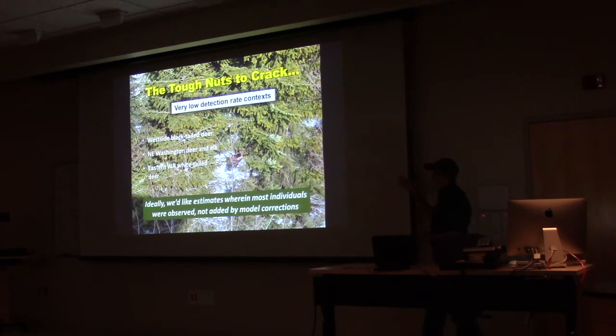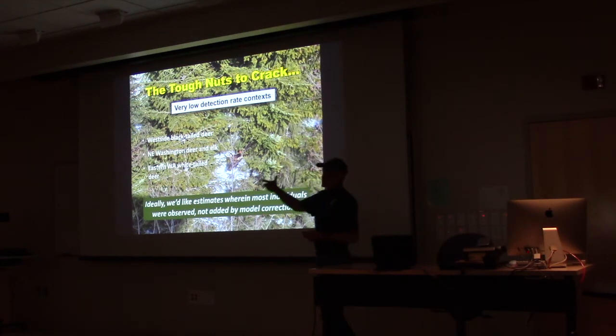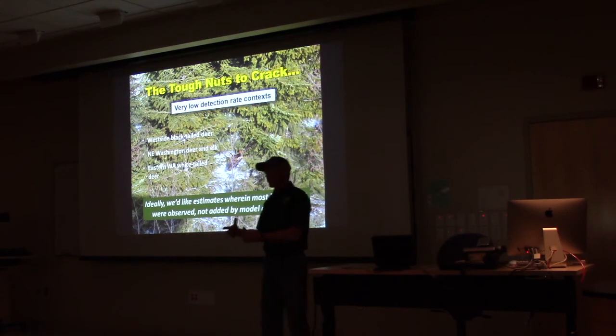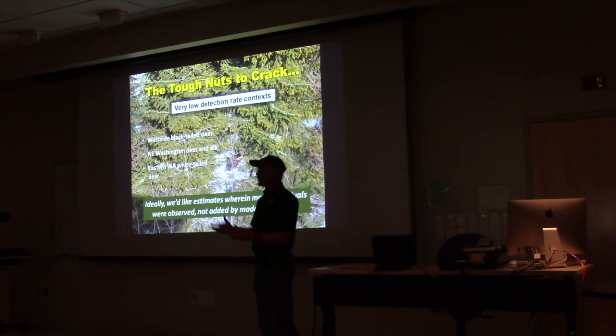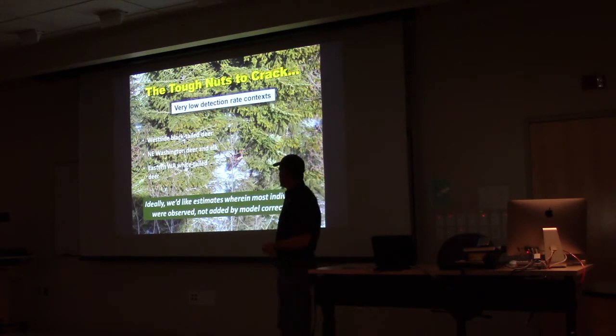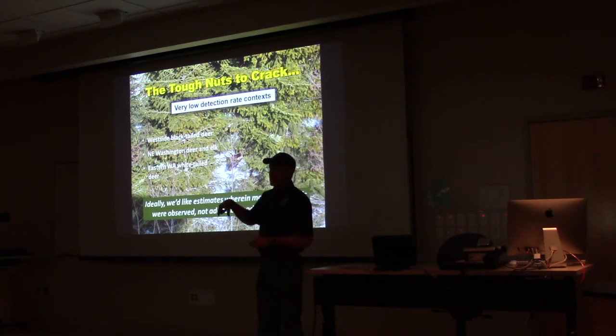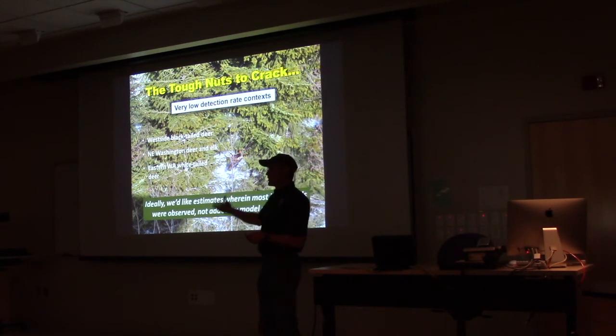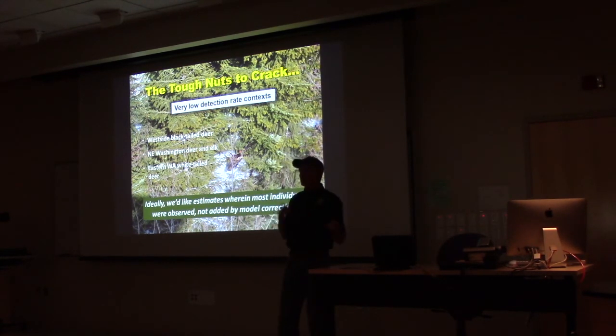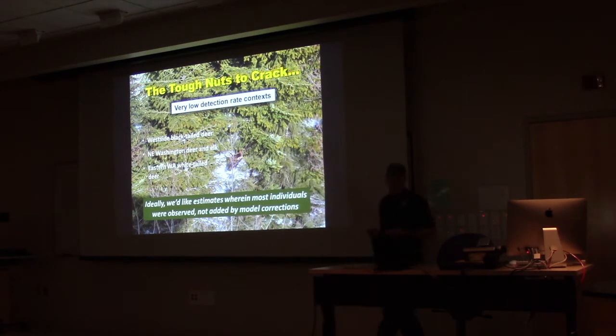Ideally, we'd like estimates. So we have these models that help us account for missed animals, right? The final estimate is a mixture of animals we saw and counted, and some animals that the model told us we probably missed. What we'd like is estimates at the end of the day where most of the individuals in the final estimate came from animals we saw. That's the ideal scenario, right? There's less uncertainty with animals you saw. Having an estimate where most of the animals came from the model predicting they were there but you didn't see them is not as desirable, and those tend to be less precise estimates anyway.